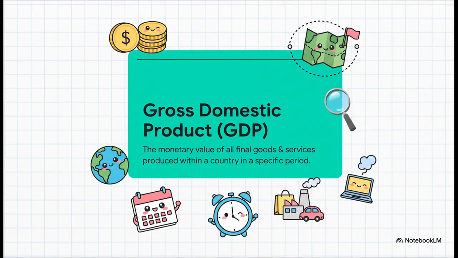Now, the official definition can sound a little dry, but the key bits are actually pretty straightforward. Monetary value just means we're adding up the price tags on everything. Within a country's borders is a big one. It means if it's made in that country, it counts, doesn't matter who owns the company. And specific time period, usually a year or a quarter, just make sure we're comparing apples to apples.